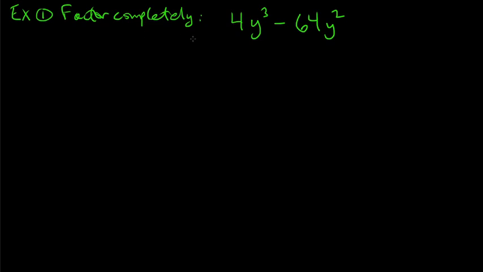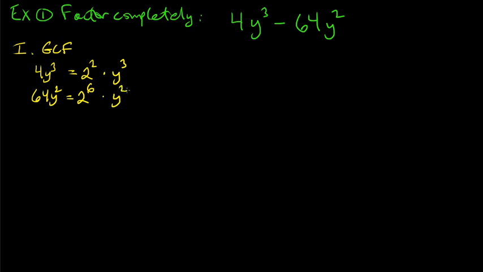Okay, so remember, your first step is always GCF. What is the GCF here? So we have a 4y cubed, and we have a 64y squared. Right, so 4 is just 2 times 2, it's 2 squared. And then we have y cubed. 64 is going to be 2 times 2 times 2 times 2 times 2 times 2, 2 to the 6 times y squared.